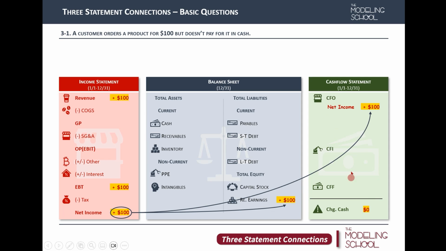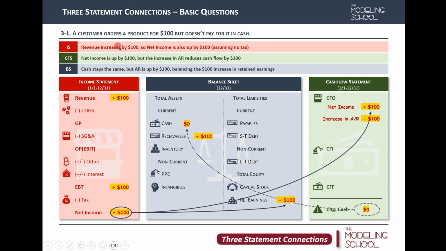Is it a difference from operations or investing or financing? It's a difference from operations. So a $100 adjustment is going to be made. We're going to write increase in accounts receivable. So it's an increase in assets, so a cash outflow, recorded as a cash outflow adjustment. So the cash flow statement is set. Changes in cash will be 0. And because we have an increase in accounts receivables, the receivables account will increase by $100, and the balance sheet will match on each side.